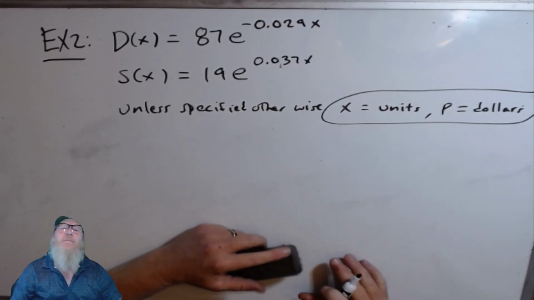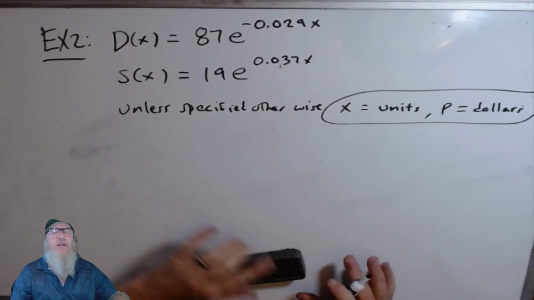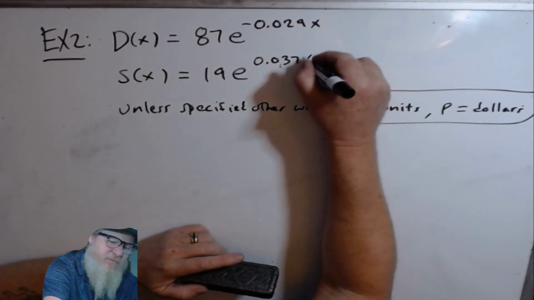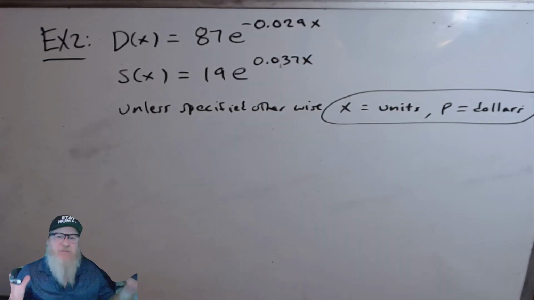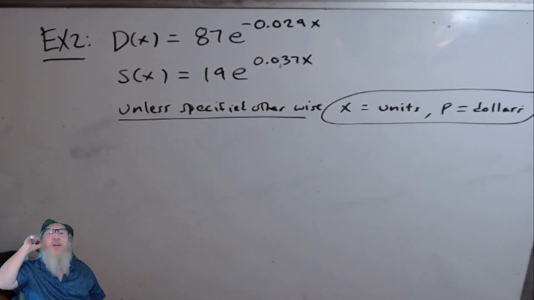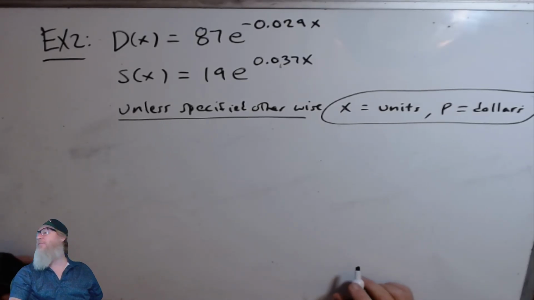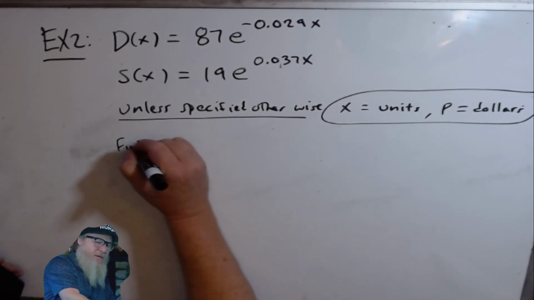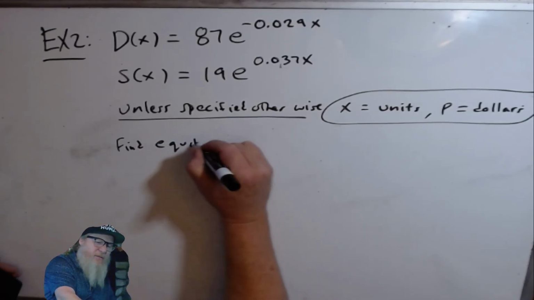So this one, 87 means $87, and 19 means $19, and X means whatever X means. 5 means 5. All right, so I would have to specify that it's not that in order for it to mean something else. All right, so find the equilibrium quantity or the equilibrium point.